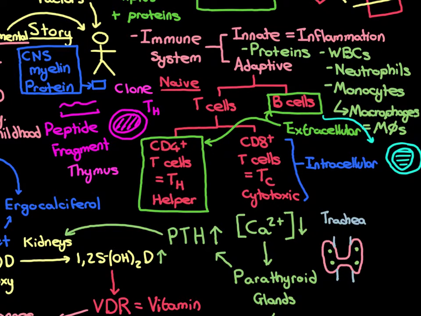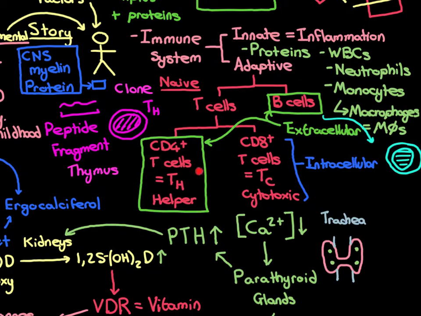Now, the arm of the adaptive immune system that is specifically going to attack this protein in multiple sclerosis is going to be the extracellular arm involving CD4 positive T cells and B cells. So this individual is going to develop CD4 positive T cells directed against a peptide fragment of this CNS myelin protein, and he's also going to develop B cells that are directed against an epitope of this central nervous system myelin protein.